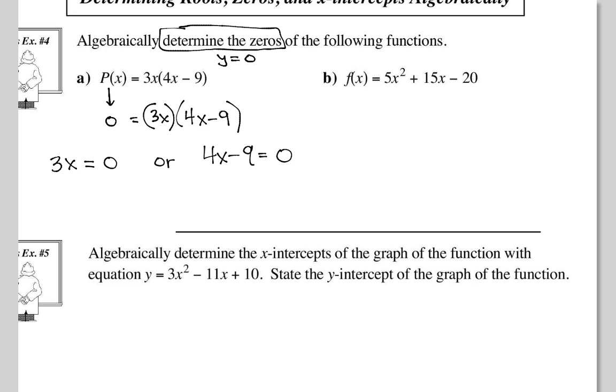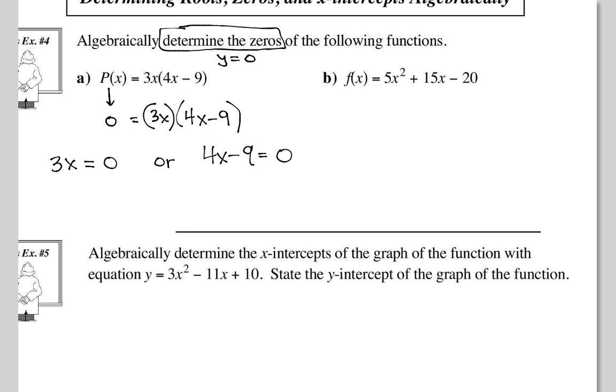So this is that zero product law. A times B equals 0. So when you multiply two things and get 0, A is 0 or B is 0. So in our case, A is the 3x, that's the first factor, and B, the second factor, is 4x minus 9.